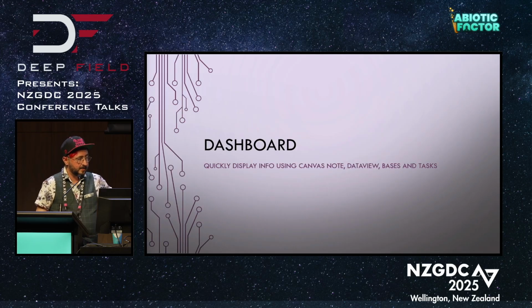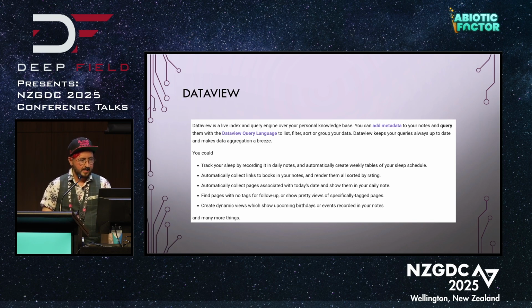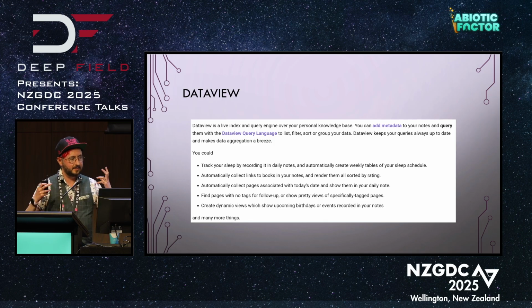Very exciting. The dashboard: quickly display info using Dataview, Bases, and Tasks. I've mentioned Dataview before. It's a live index and query engine over your personal knowledge base. Before Obsidian introduced Bases, it was the best way to get Obsidian into a database-ish place where you could display tables of information on your notes.